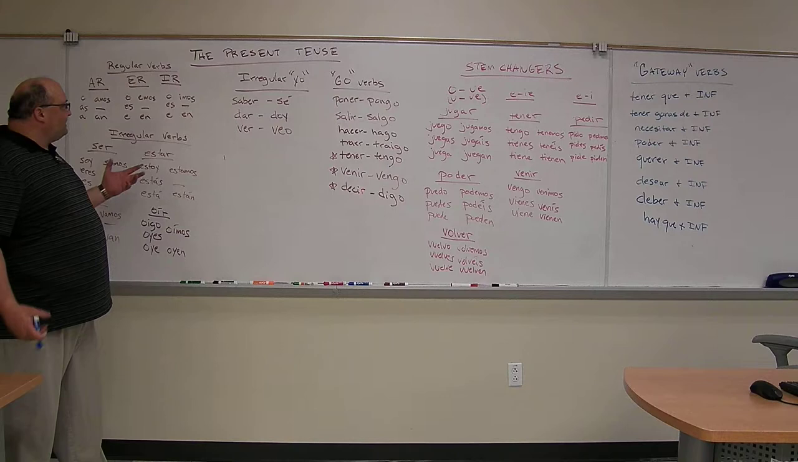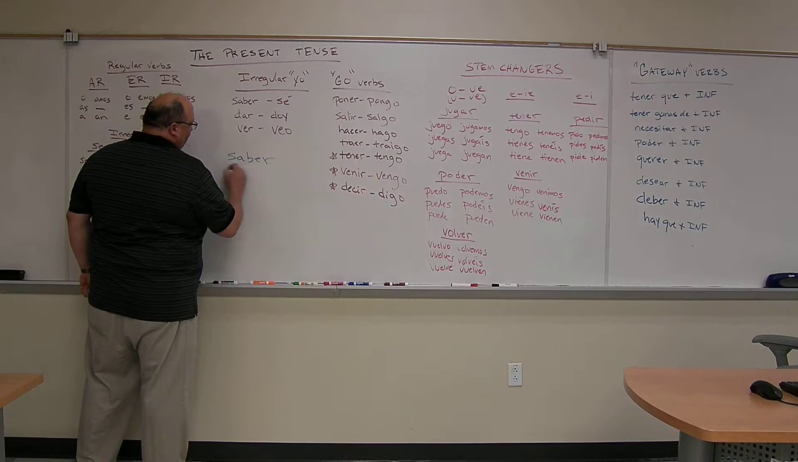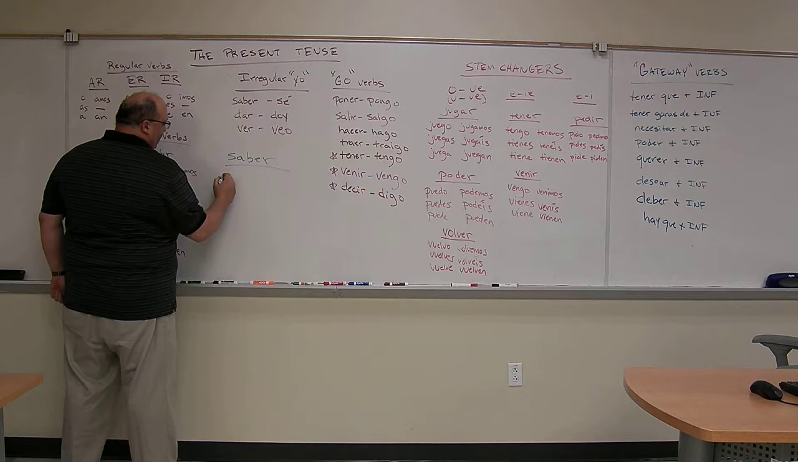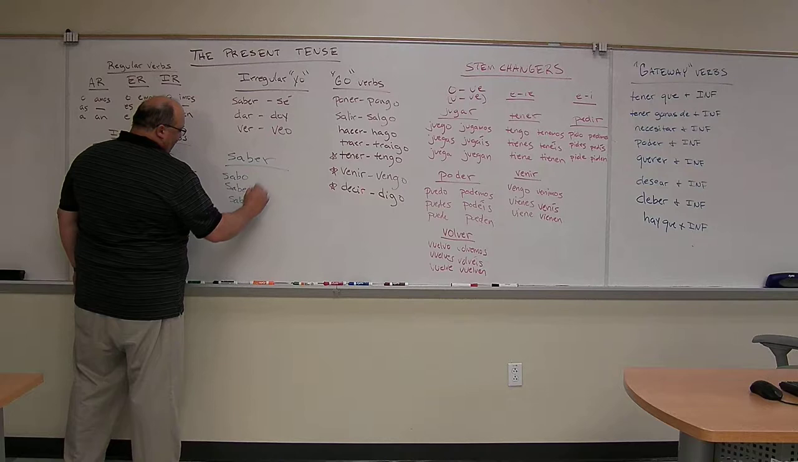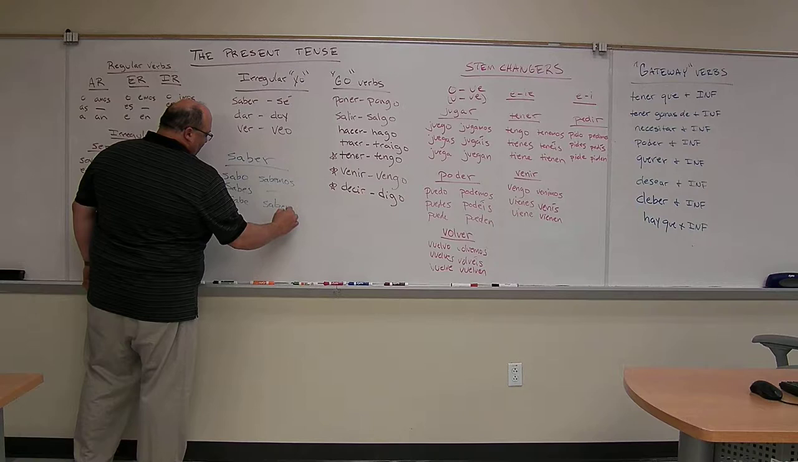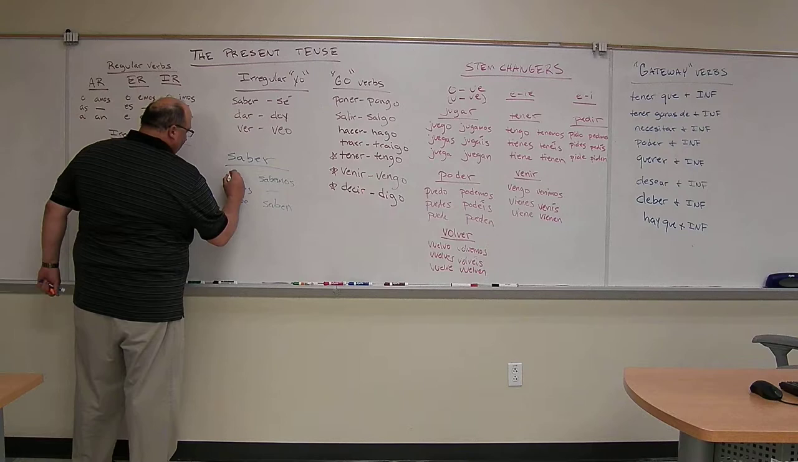Some of these just have an irregular yo form. So, saber, this is a great verb. Because if we're following our pattern, the yo form would be what? Drop off that ER, add the O, it would be sabo. And then the rest of the verb would be sabes, sabe, sabemos, saben. But sabo, oh, it just doesn't roll off the tongue that well. It is incorrect, so we erase it and we replace it with sé.